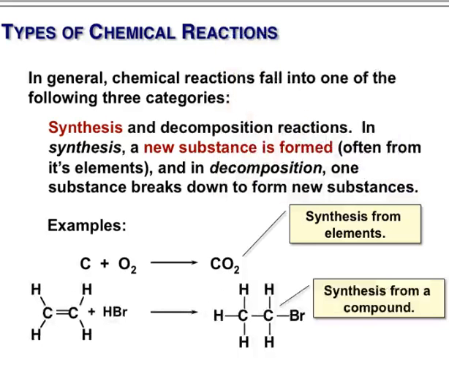We can also do synthesis reactions with compounds. This is an example from organic chemistry. Here we're taking ethene, carbon-carbon double bond, reacting it with hydrogen bromide to form what's called bromoethane. Again, we have added two things together, taken two things, made something new. Synthesis reaction from either elements and compounds, or compounds themselves.